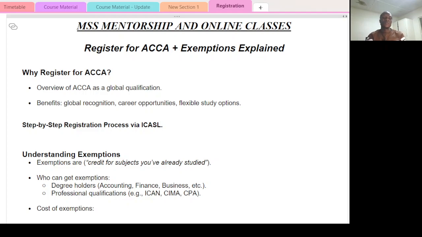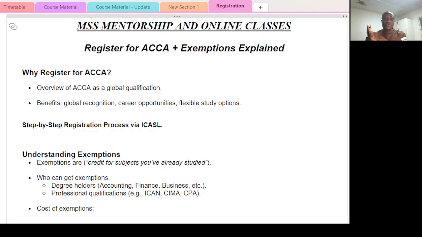Furthermore, we are going to look at the exemption process because ACCA gives exemptions to students with some fundamental qualifications, as exemptions are credits given out to students with the expectation that they have already completed studies in that particular area. So now, who can get exemption, which is very much important. We need to know the categories of people that are eligible for an exemption. A degree holder in accounting, finance, and business will be entitled to exemption. It can be 4 papers or 3 papers, depending on your qualification.